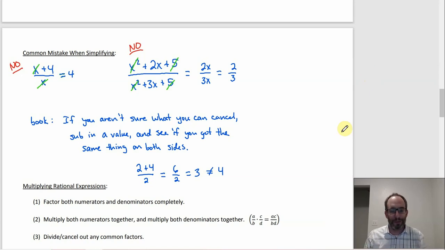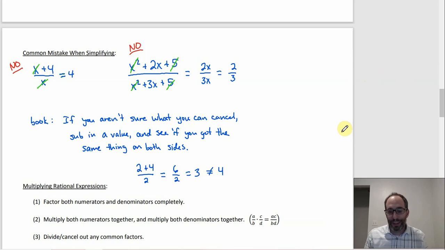Maybe sub in a couple of values rather than just one, because there's a chance that you could get lucky, right? Like the one that you pick might be one where it happens to actually work out. So maybe 2 of them would be better than 1 of them, just on the off chance that you get lucky on the first one.